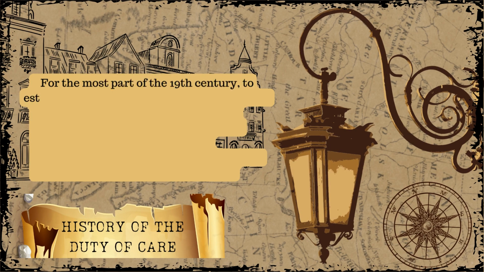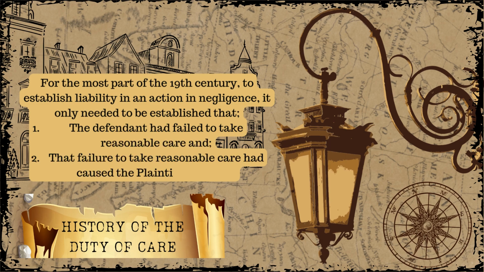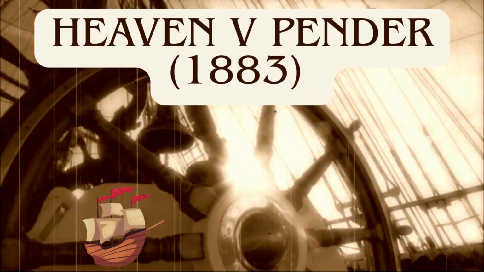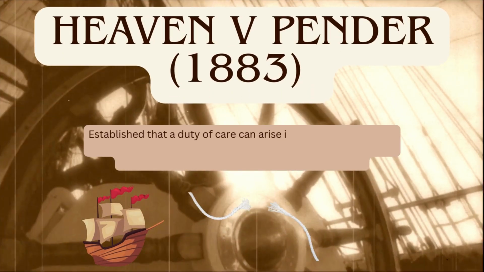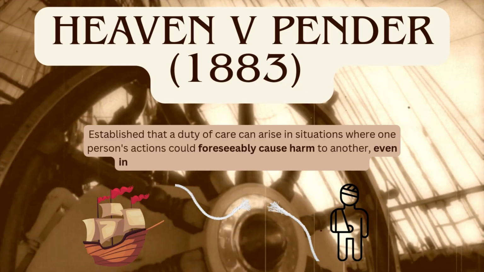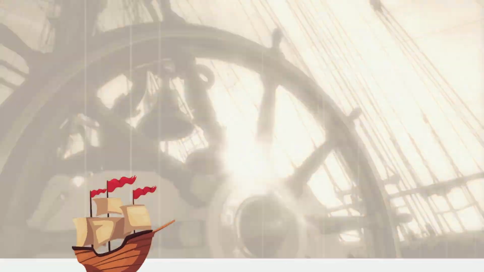Historically, to establish liability in an action in negligence, it only needed to be established that the defendant had failed to take reasonable care and that failure to take reasonable care had caused the plaintiff's injuries. However, Lord Esher in Heaven and Pender established that a duty of care can exist even in the absence of a direct contractual relationship, particularly when one person's actions could foreseeably cause harm to another.